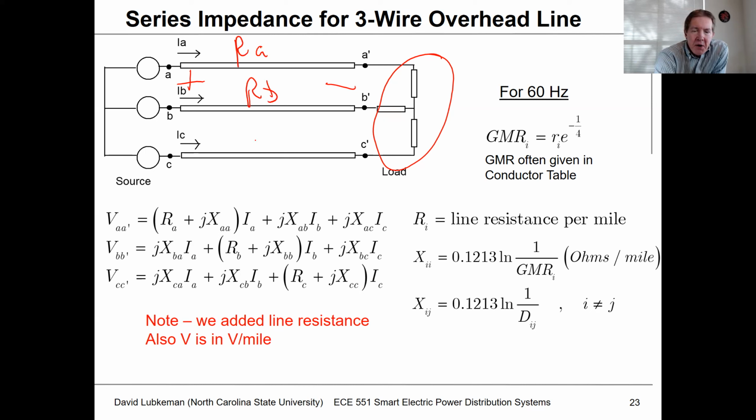You're going to have RA, RB, and RC. And if I'm writing a set of equations now, they're going to define these 3 voltage drops across these 3 conductors. For example, for conductor A, the voltage drop is going to be the resistance on conductor A plus jXAA, which is the self-reactance term, times IA, plus jXAB times IB plus jXAC times IC. And you see you've got similar expressions for the B and the C phase.